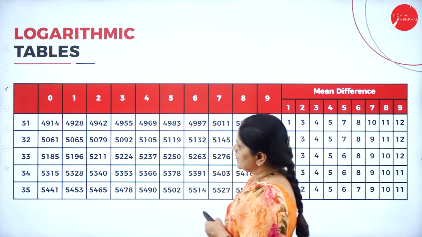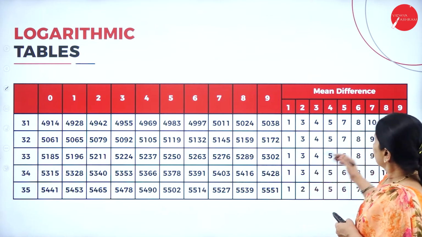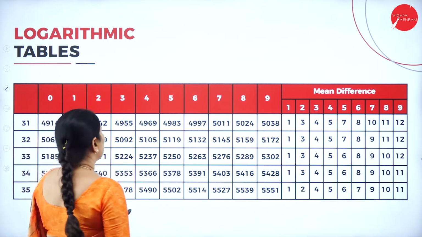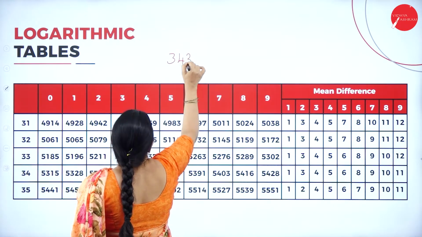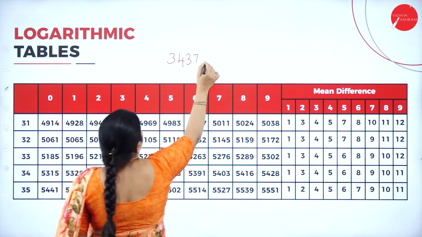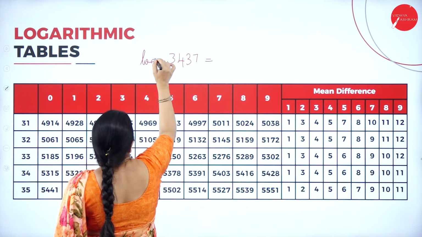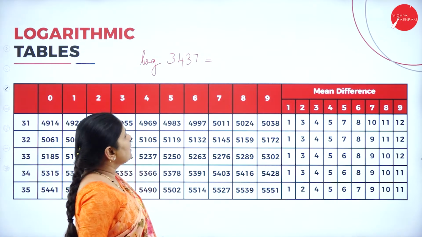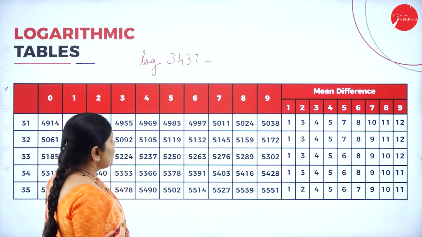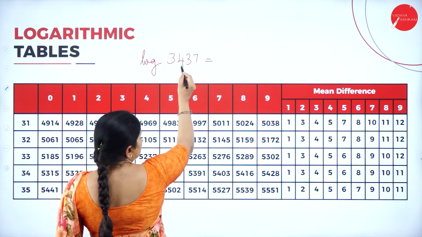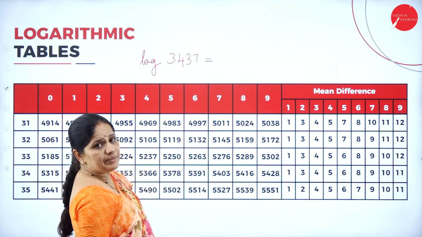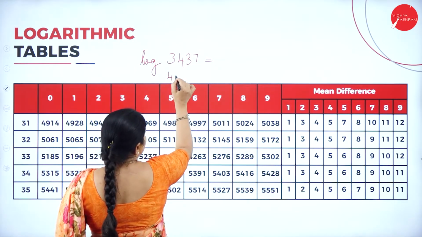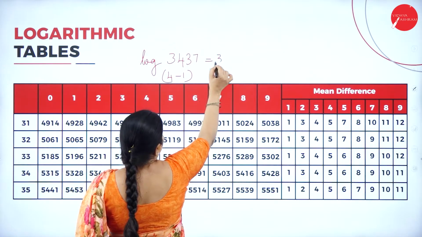Now in this table we can see the various log values given. Suppose I am given a number, find out the log of 3437. Now what I should do is count the number of digits in the number. So in this number there are 4 digits. So 4 digits minus 1. So I write it as 3 point.